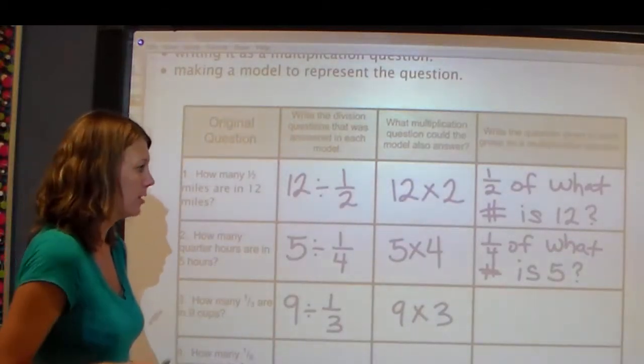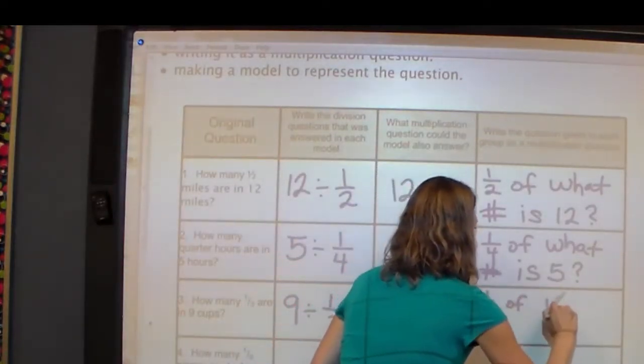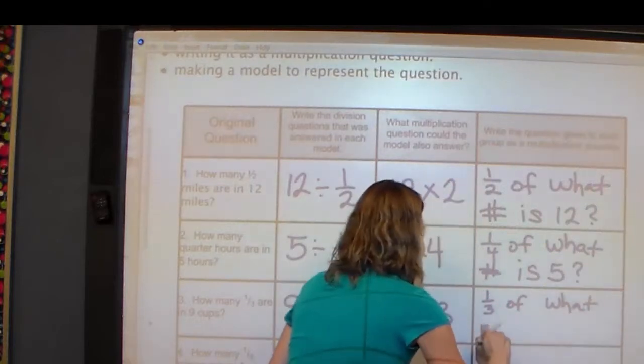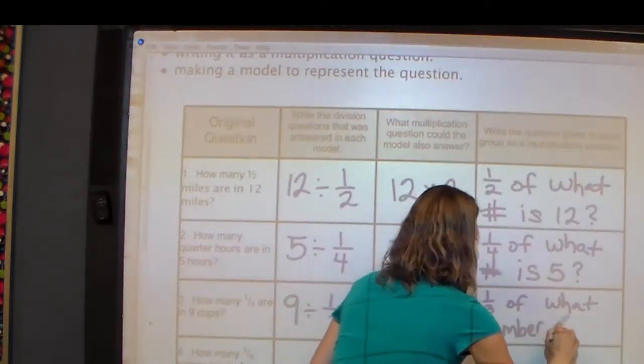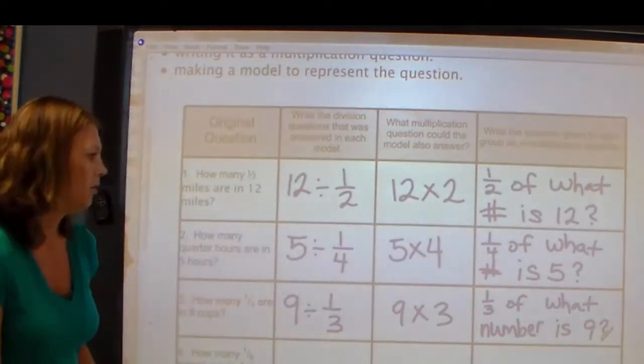So again, when I write this as a question, I can say 1/3 of what number is 9? 1/3 of 27 is 9.